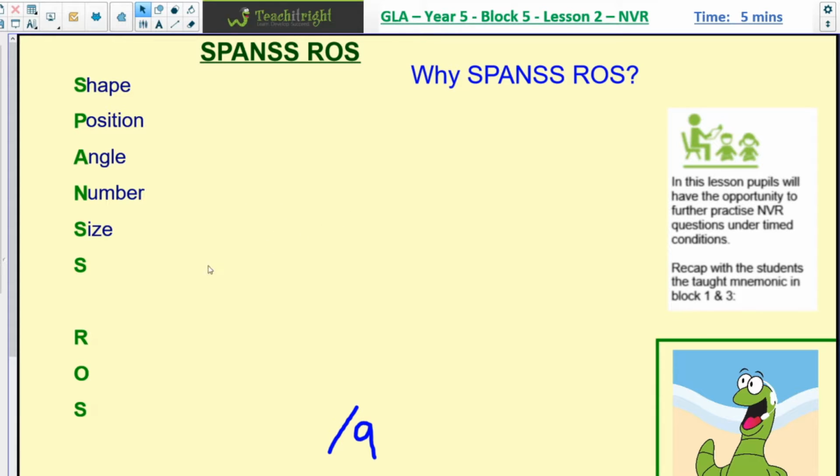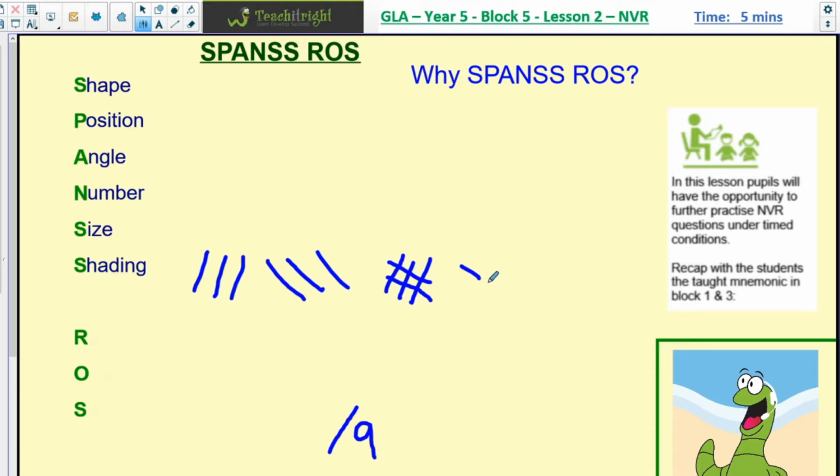Another S, size. Has it gotten smaller? Has it gotten bigger? Has the size changed? S is shading. Again, shading, it comes back later. It's really important for one of these, and I'll talk about it in a moment. But was it hashed? Was it, for example, the lines going this way, now the lines are going this way? Have they then changed to a hash pattern? Another one with shading, have they gone for dotted? That's often the way we can do it. Now whether they're changing the lines or the shading, it's very similar.